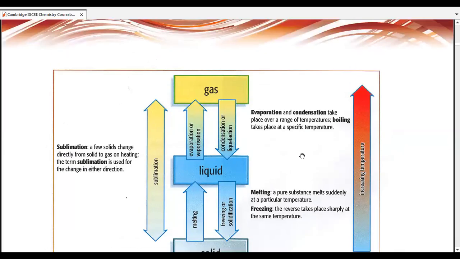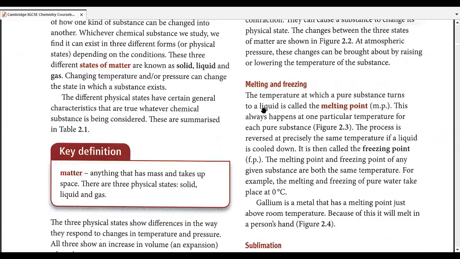Let's go back to the previous page. The temperature at which a pure substance turns into a liquid is known as melting point and can simply be written as MP. The entire phenomenon would be known as melting. The process would be known as melting. The temperature at which this occurs is known as melting point. So we are doing two definitions over here. This always happens at one particular temperature for each substance. So that temperature would be fixed for the substance. The process is reversed at precisely the same temperature if the liquid is cooled down.